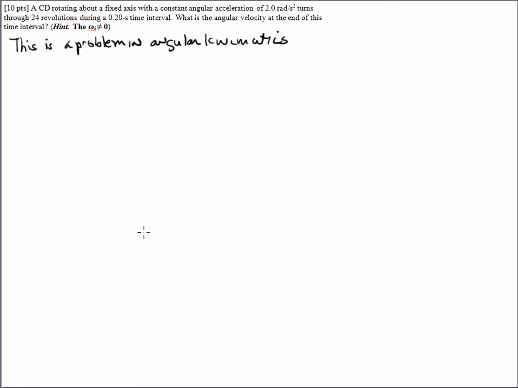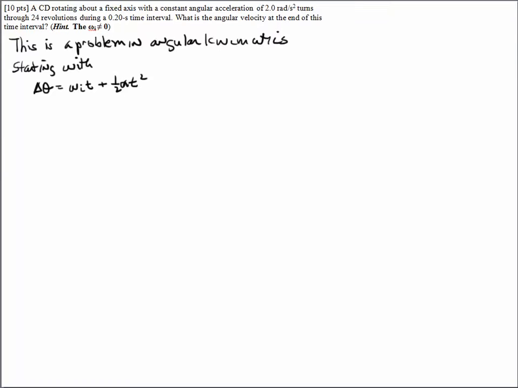This, of course, is a problem in angular kinematics, and we do not know the initial angular velocity. We do not know the final angular velocity. We do, however, know the acceleration and the time and the number of revolutions it turned in that time. So we're looking for a way to solve for the initial angular velocity.